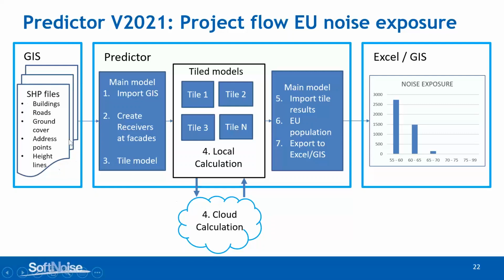And normally you start with your shapefiles for the buildings, the roads, the ground cover, the address points, the height lines, and that's what you import from GIS. Then within Predictor you create your receivers at facades. The facade length is automatically created. Then you tile your model, and then you create your tiles. You can calculate the tiles either with local calculation or with the cloud calculation option, the new cloud calculation option. And then you use the new import tile result option. You use the new EU population option, and you've got your data. And the data can be exported to Excel or GIS. And this is an example by exporting to Excel and showing a graph.